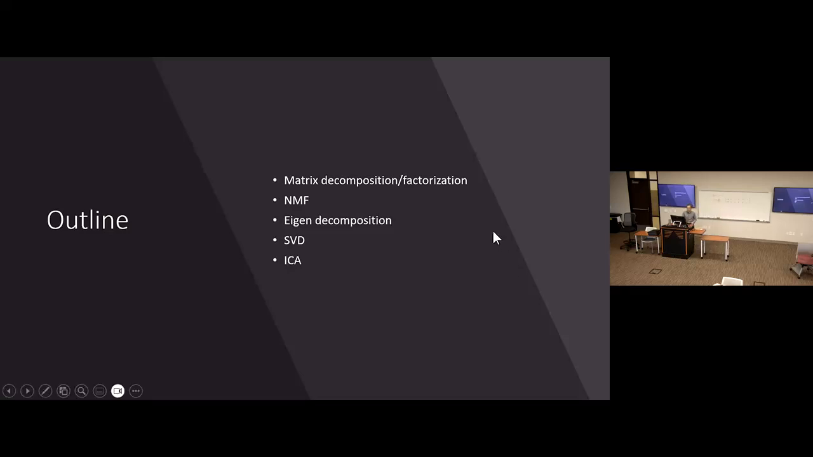Then we will go through NMF, which is called non-negative matrix factorization. And then we will revisit eigen decomposition. We have used this a couple of times in PCA and other algorithms. And then we will discuss SVD, singular value decomposition. And at the end, we will mention independent component analysis, ICA.